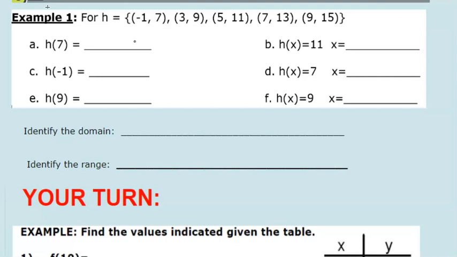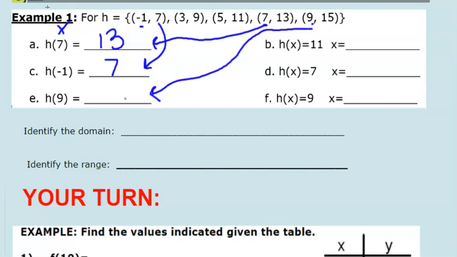Example 1. For h equals (-1, 7), (3, 9), (5, 11), (7, 13), and (9, 15), h of 7 is, this is looking for when x is 7. So then y would be 13. Okay, h of -1. So we found it right here, so it must be 7. So that's from this one. Okay, h of 9. That's going to be this one right here. So we're going to put 15.